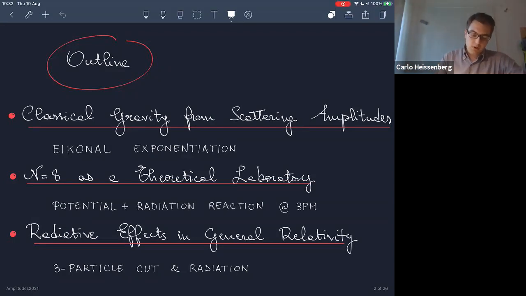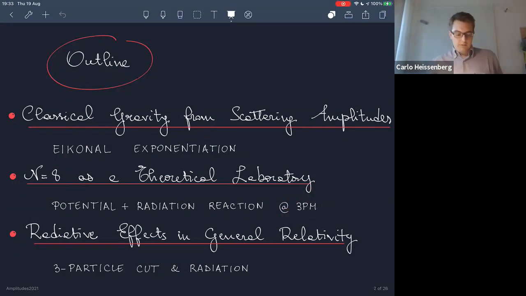So the idea for this talk is to start by reviewing this framework a little bit, in particular focusing on a technique to extract classical information from scattering amplitudes via the Eikonal exponentiation. And then I will discuss a specific setup where this exponentiation is realized, and we have calculated up to 3 PM order, so 2 loops on the amplitude side of the calculation.